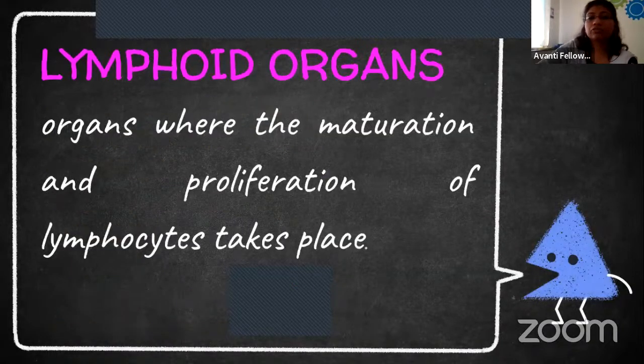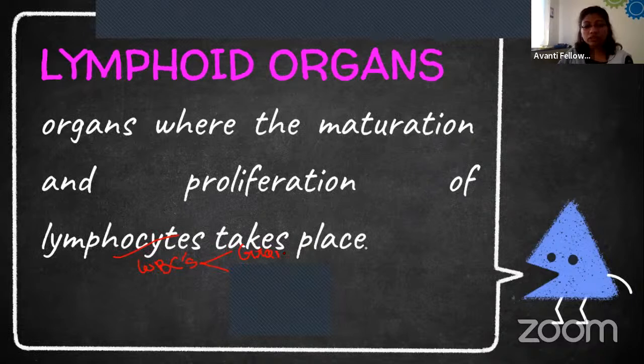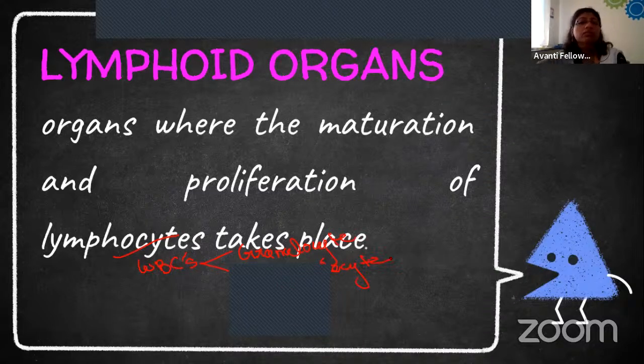Okay, so let's start with our first topic, that is lymphoid organs. What are these lymphoid organs? These are the organs where the maturation and proliferation of lymphocytes take place, right? You have already studied lymphocytes. These lymphocytes are a form of WBCs. We have already studied in our earlier classes that WBCs are of two forms, granulocytes and agranulocytes. From that, we have also got lymphocytes, which make up the defense mechanism of our body. So these lymphoid organs are responsible for the production, maturation, and proliferation of our lymphocytes.